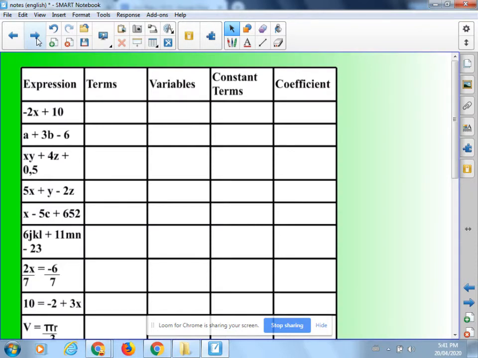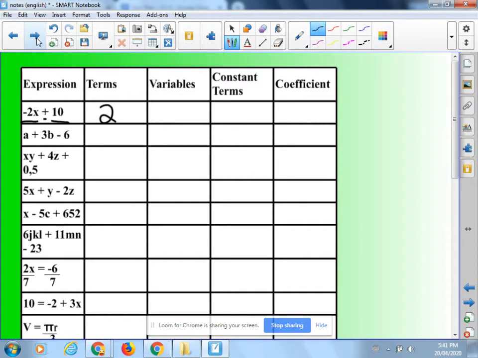So you're going to see a table come up that looks like this, and this is simply the vocabulary that goes with it. Terms, how many terms? Well, this expression is separated by an addition sign, so I have 2 terms. So I could say 2 terms, or I could name them if I wanted to and say that's -2x, and the other term is 10.